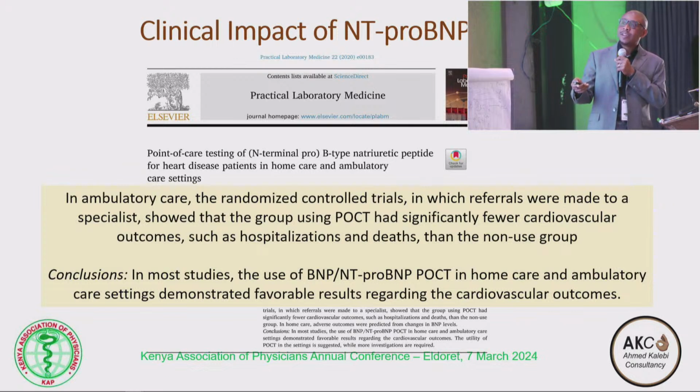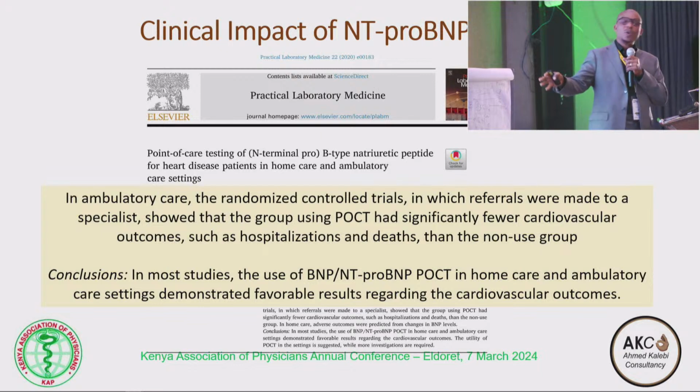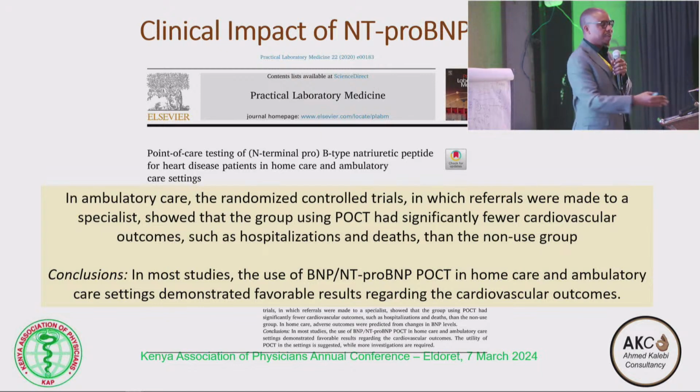And in this case, they're actually looking at ambulatory care, and they're saying that in most studies, the use of BNP, by the way, I forgot to mention this. The reason why you use NT-proBNP, because as Rosie said, it's a more stable compound. Yeah, it has a longer half-life, but even in vitro, it's more stable.